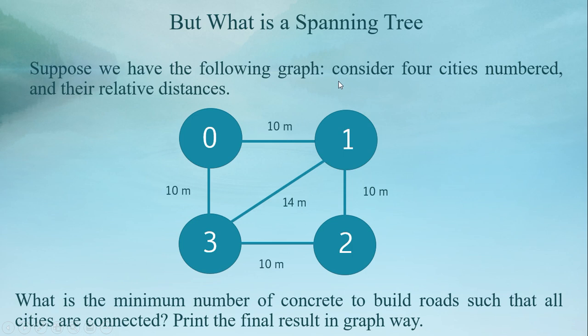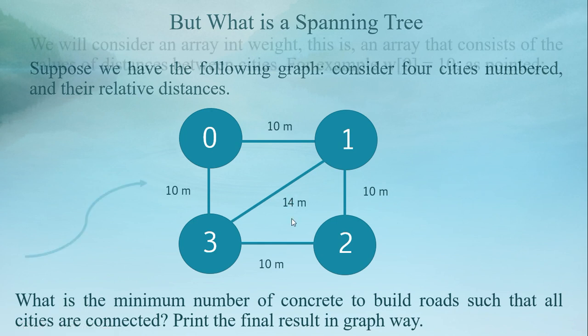So, what's a spanning tree? Suppose we have the following graph consisting of four vertices, indexed 0 to 3, considering four numbered cities and their relative distances. So, what's the minimum cost to build roads such that all cities are connected? So, we have to build roads here. How much do we have to spend for building roads, supposing these distances?